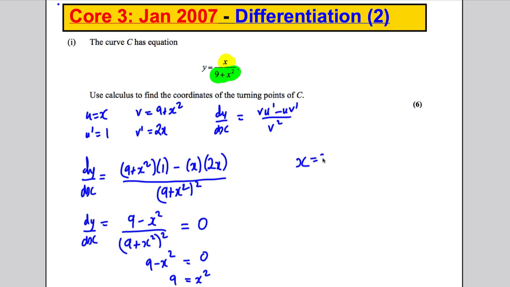If x is equal to 3, what's y? Sub it back in here, 3 over 18, which would be a 6th. If x was equal to negative 3, you would get y is negative 3 over 18, which is negative a 6th.